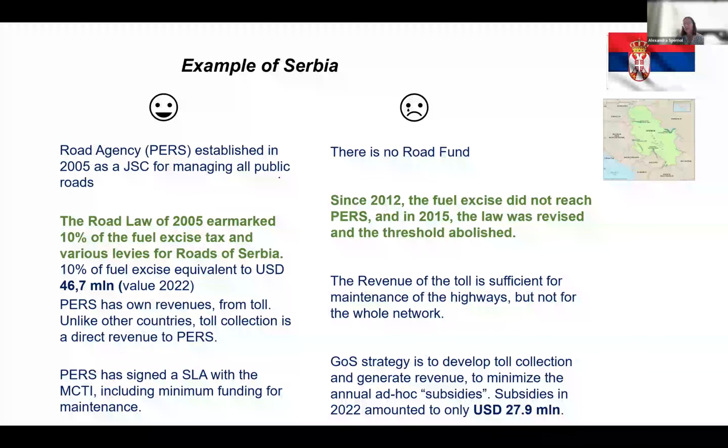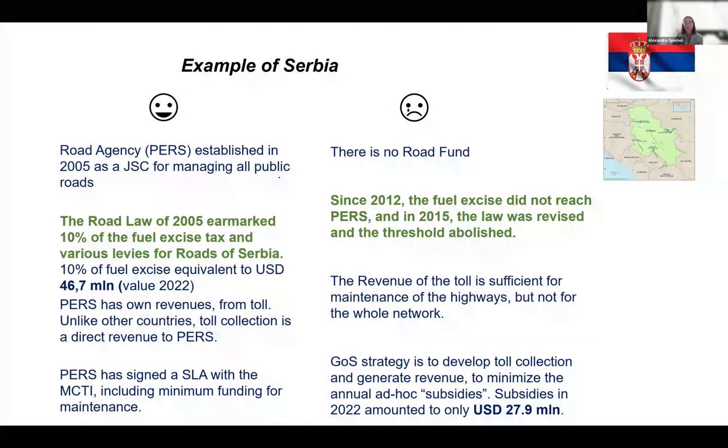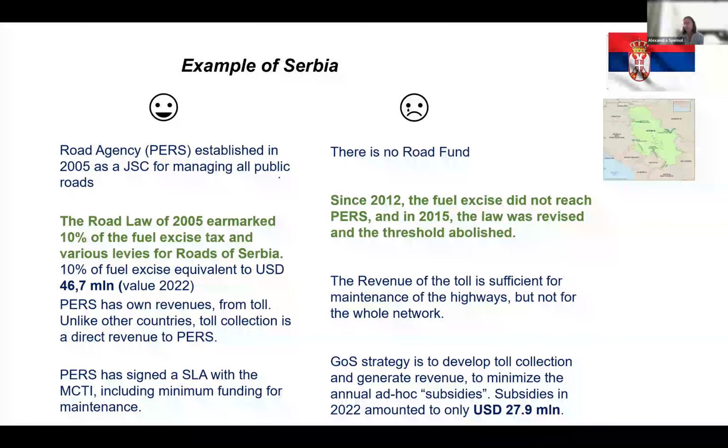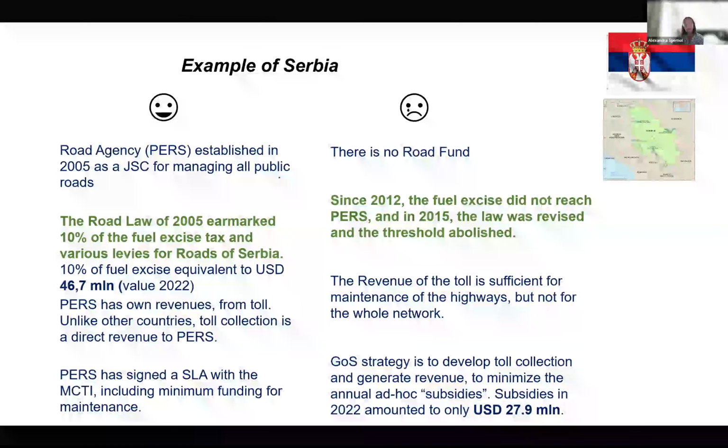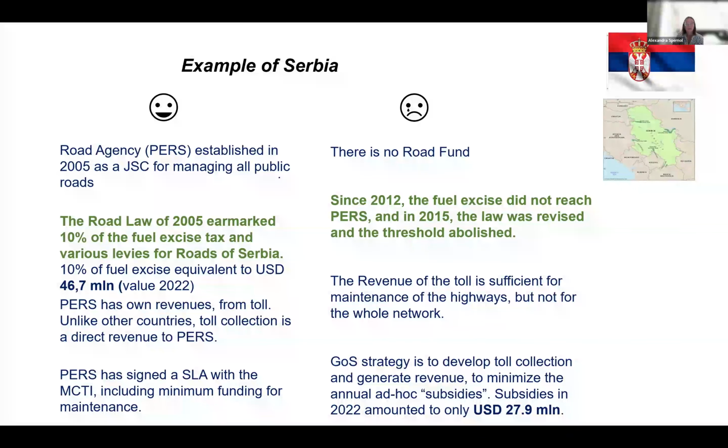The other interesting thing in Serbia is that it has one road agency, which includes the public toll roads. And the revenues from the toll, their own toll, are not used only for the maintenance of the highways, but for the maintenance of the whole network. So this revenue would be sufficient for maintenance of the highways, but it is obviously not sufficient for the maintenance of the whole network. So it's supplemented by some subvention, as I call it, from the government, which is very irregular and very difficult to manage with variable budgets.